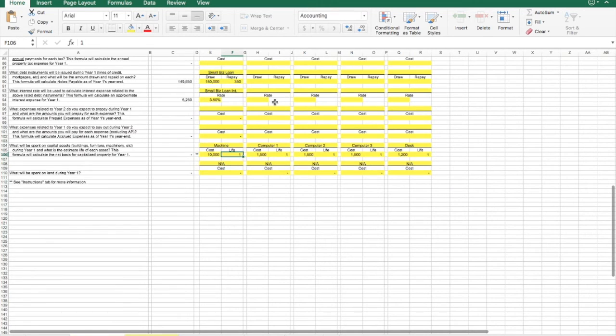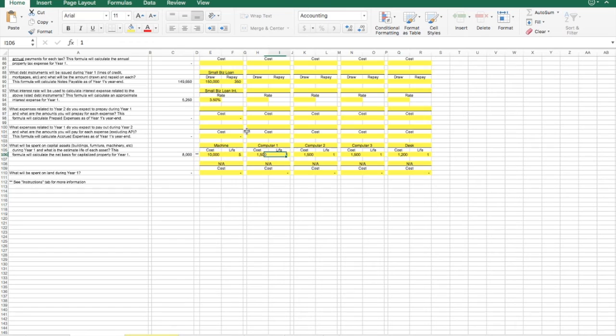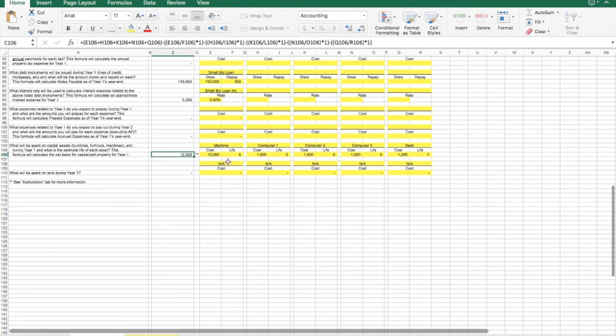So you're going to come back to input year 1. The machine was 5, computers were all 5, and the desk was 7. And what that's going to do is calculate your depreciation expense. So how depreciation works is that even though you've paid out all of this money in year 1, the IRS isn't going to let you expense all of that money in year 1 because you're going to be using those for a number of years to follow. So you only get to take a portion of that expense, and then the rest of it you get to take later. That's how that works.